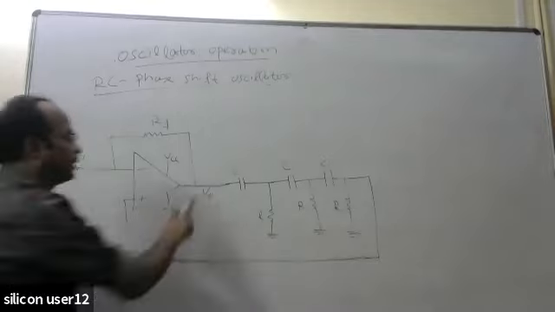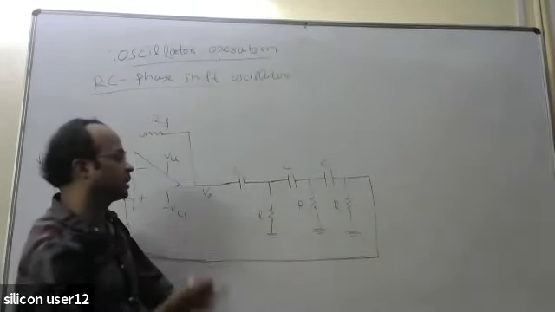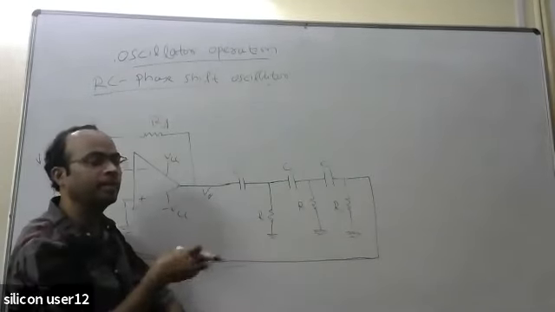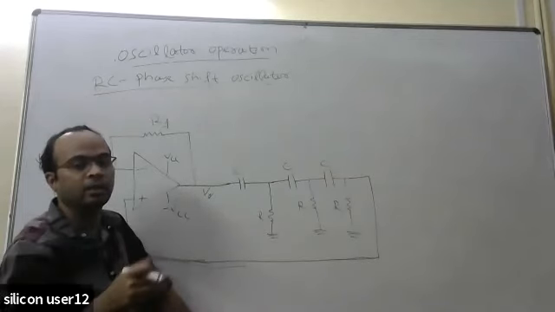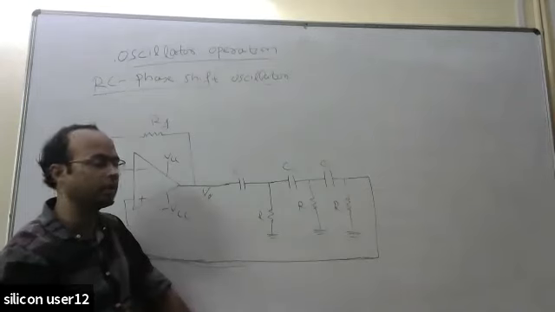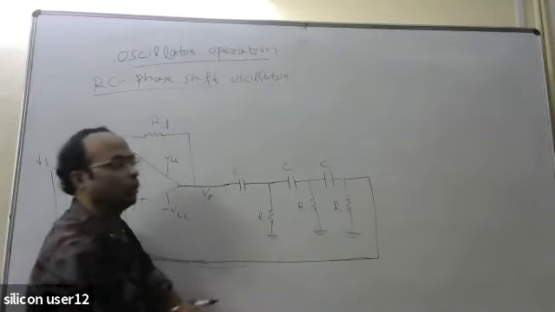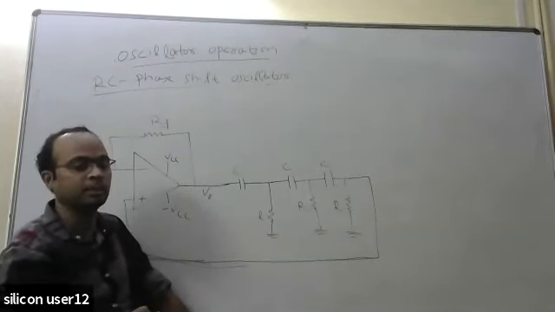Now again this V0 is given to this RC network. Basically, it has not been taught here. When you study basic electrical, lagging and leading, RC networks, and RLC networks will be taught to you. At that time you will know that each RC network will have a phase shift of 60 degrees.